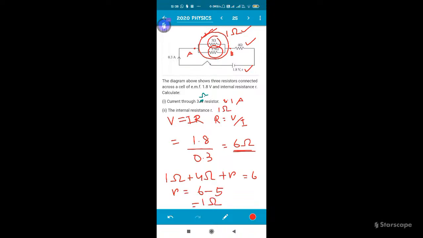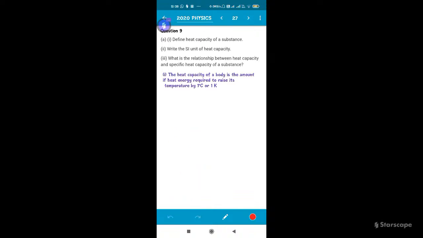The second question was very direct. In the first question you had to do a certain number of steps in order to arrive at the answer. I hope this question is also clear. Very simple one, but you have to understand it nicely. Alright, let's move on to the next question.